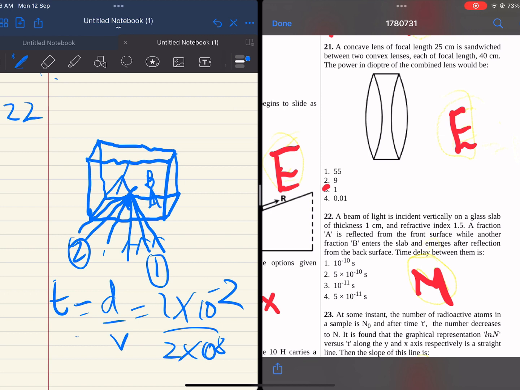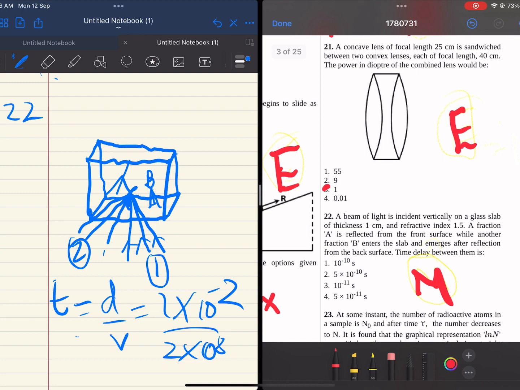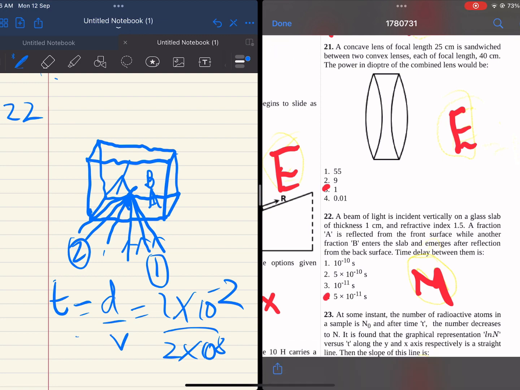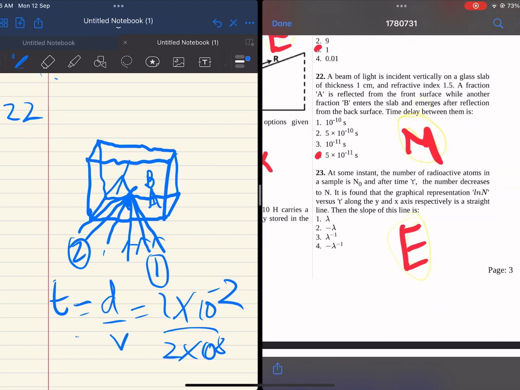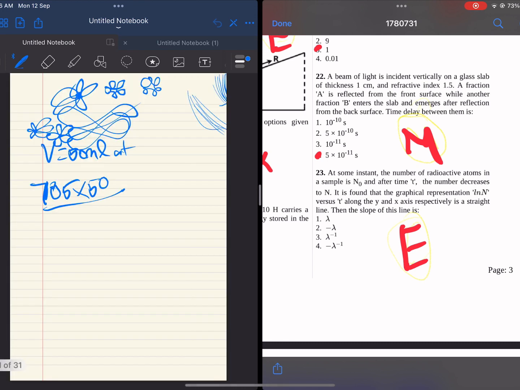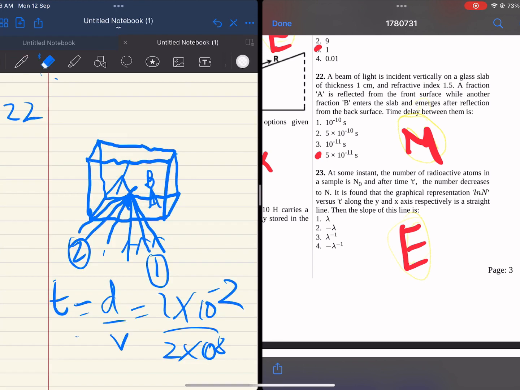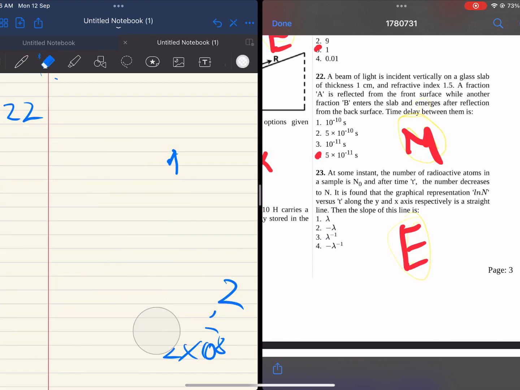And they have given the thickness of 1 centimeter. So the time taken is the distance by the velocity, which is 1 centimeter. In SI units, it's 1 into 10 power minus 2 meter by 2 into 10 power 8 meters per second. So we get 0.5 into 10 power minus 10 seconds, which is 5 into 10 power minus 11 seconds. So the answer is option 4.